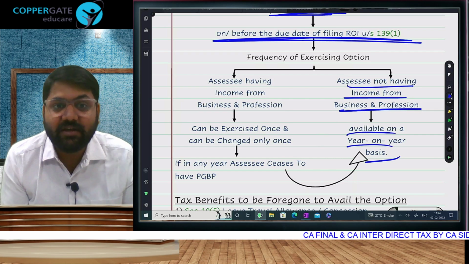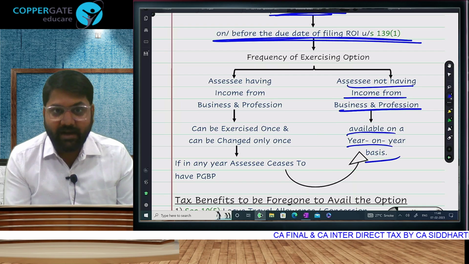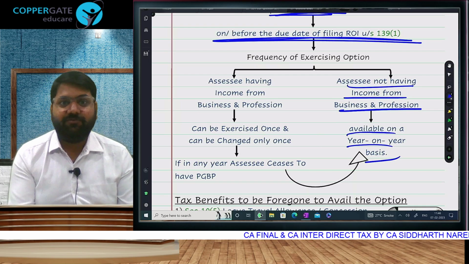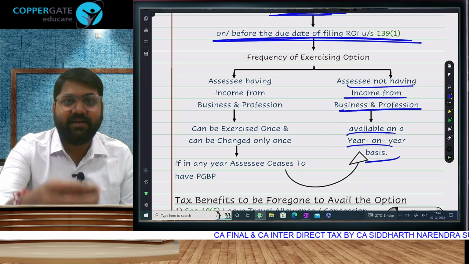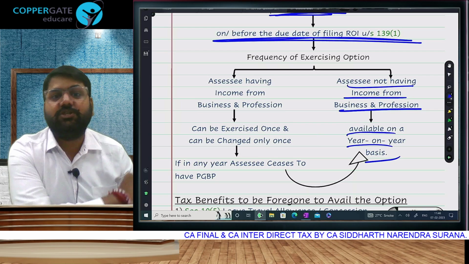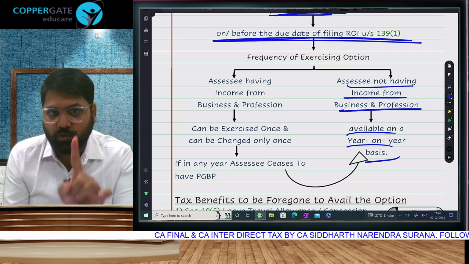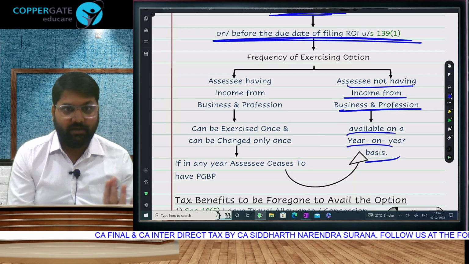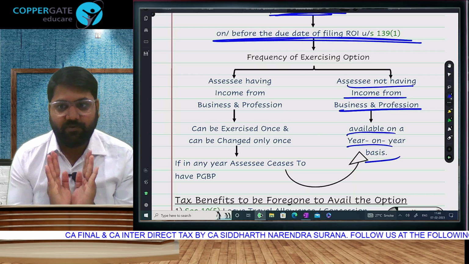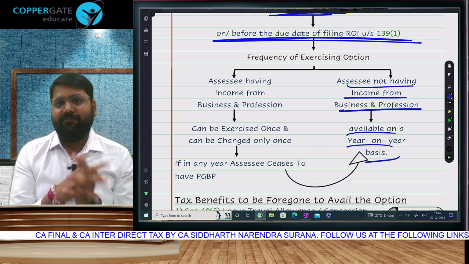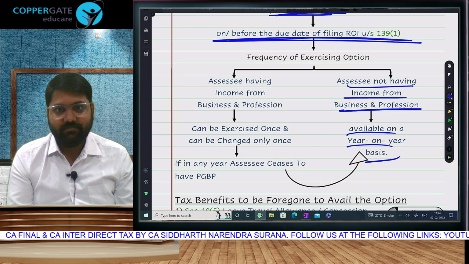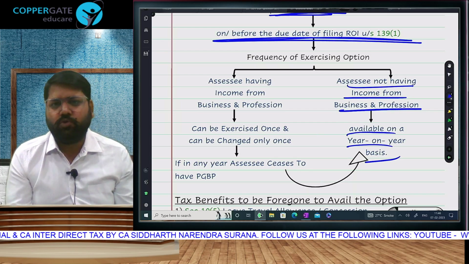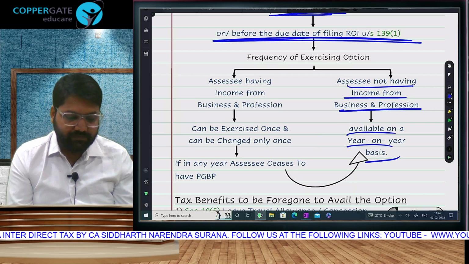The people who don't have income from business or profession, so salaried employees, retired pensioners, housewives who have rental income or dividend income or FD interest, can exercise the option on a year-on-year basis. If you do not have business income, you can choose between old or new on a year-on-year basis. If you want new, decide before the due date of return filing. Otherwise, by default in old. That is the current rule. But the confusing aspect is those who have income under PGBP.